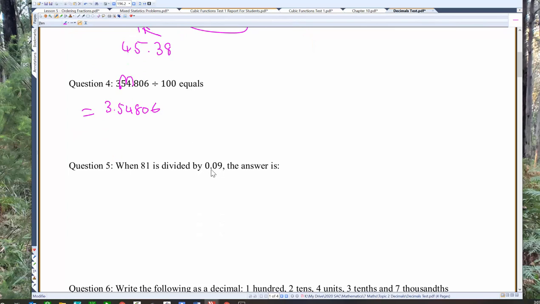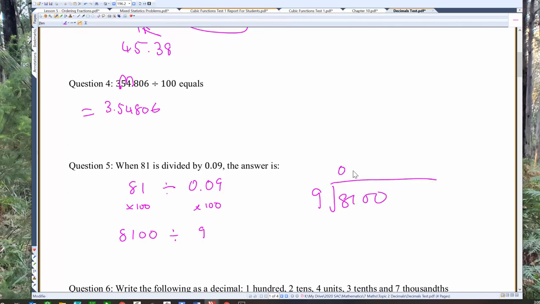When 81 is divided by 0.09, so what I'm going to do is 81 divided by 0.09, and if I times this by 100 and times this by 100, I'm going to get 8,100 divided by 9. 9 goes into 8,100, 0, 9, 0, 0. So the answer is equal to 900.